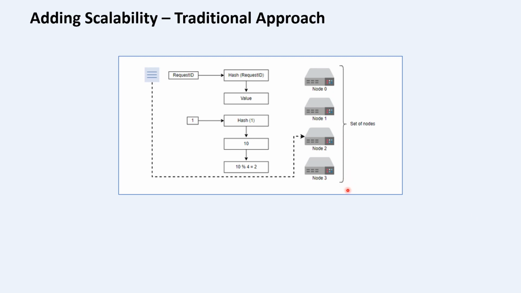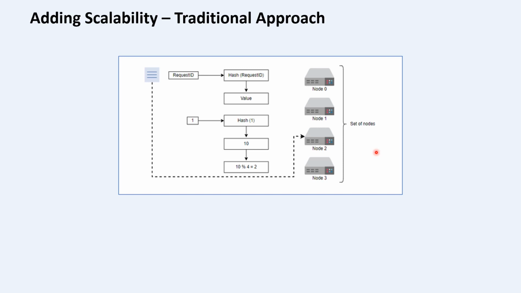Whenever any request comes, for that request we apply a hash function and find a value. Then we get the node number. For example, the request ID is 1 in this example, and we got the hash value as 10. Then we do a mod of 4. Why 4? Because we have 4 nodes. So 10 mod 4 is 2. So that request is going to be stored in node 2, right? Now it's all good. We have scaled our application, and there's no issue.